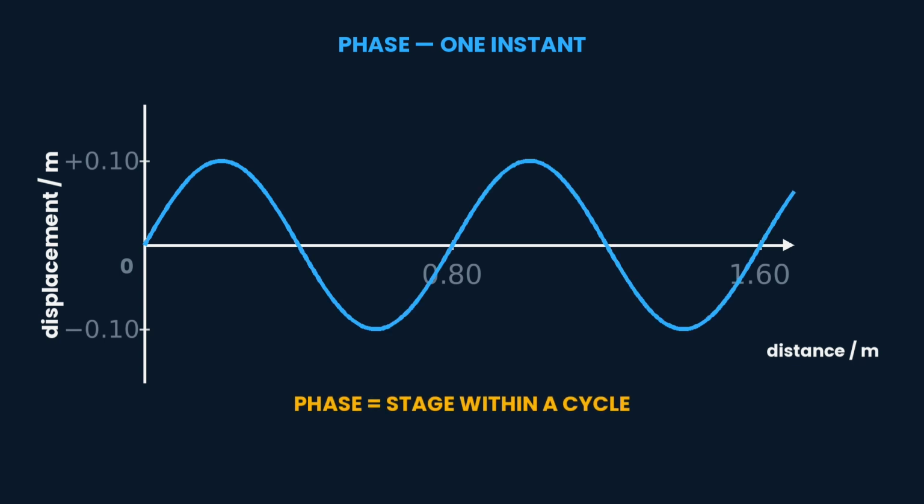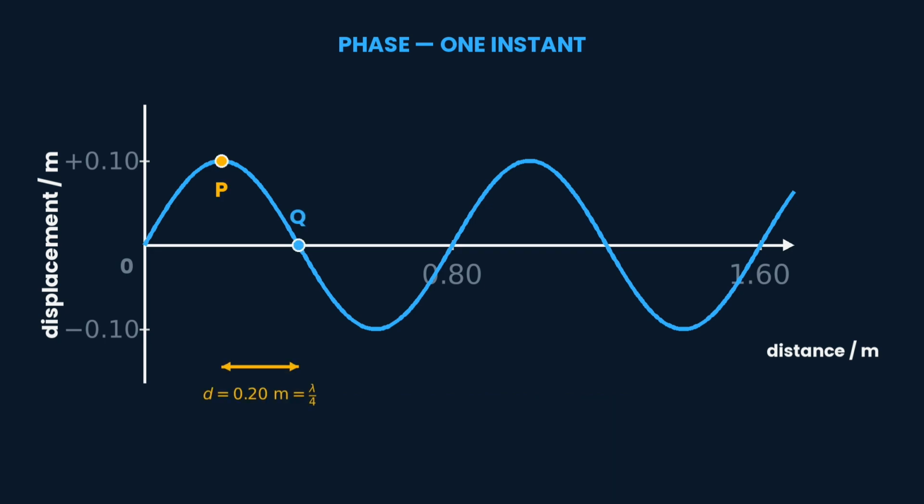Phase is the stage reached within a cycle. Phase difference compares two positions on the same wave at one instant. These points are 0.20 meters apart along the direction of propagation, 1/4 of the wavelength. Their phase difference has magnitude 1/4 of a cycle, which is 90 degrees or pi over 2 radians.